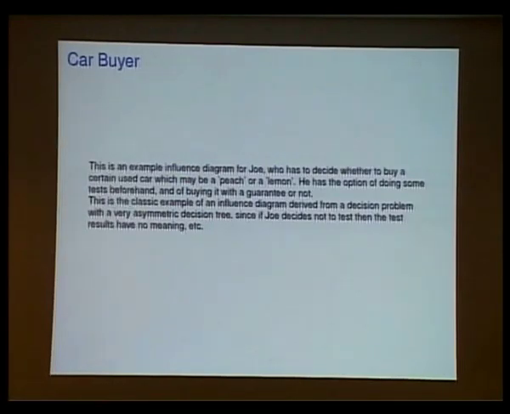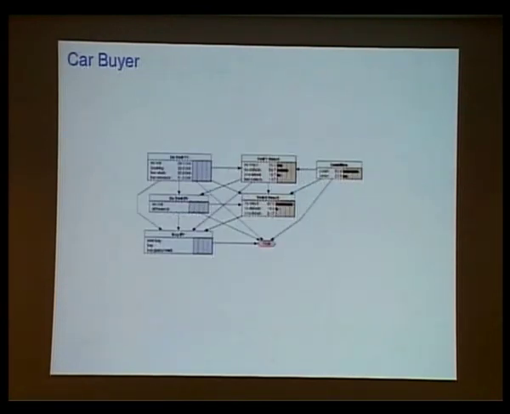Car buyer problem, you want to buy a car and you want to avoid a peach or a lemon. So in this case, we have a decision network, not just a Bayesian network, but a Bayesian network that is instrumented also with a utility node. How valuable is it for you to spend $10,000 for a lousy car as opposed to $10,000 for a good car? And you have a bunch of tests that you can conduct which might give you more information about the probability that it will turn out to be a good or bad car.